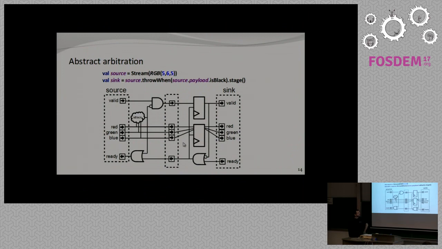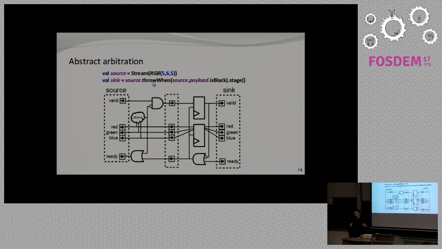So in VHDL, if you have to do that, you will probably do it by hand, and it's really error prone. If you make an error in the arbitration, it takes a lot of time to find out where the bug is in your arbitration. But here is how you can do it in SpinalHDL. I mean, how you can do it by using the library which is implemented on top of SpinalHDL.